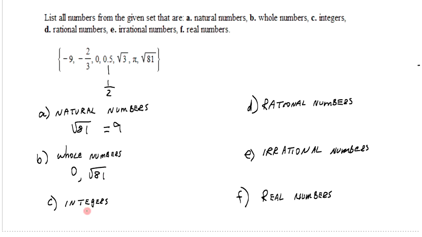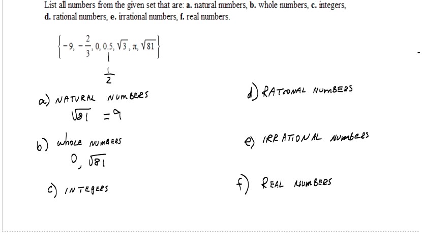Now we go into the integers. The integers are any of those negative numbers, like -9, but not the fractions. The fractions are not integers. Okay, so -9. 0 was an integer. 0.5 isn't. It's a fraction. Square root of 3 is not. Pi is not. But the square root of 81 is. So these are all integers.